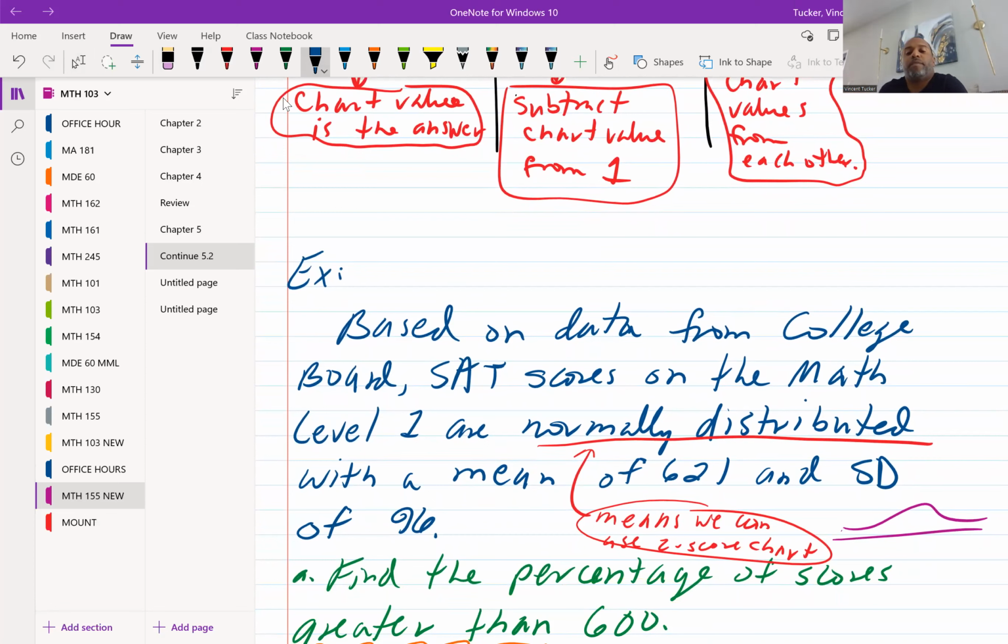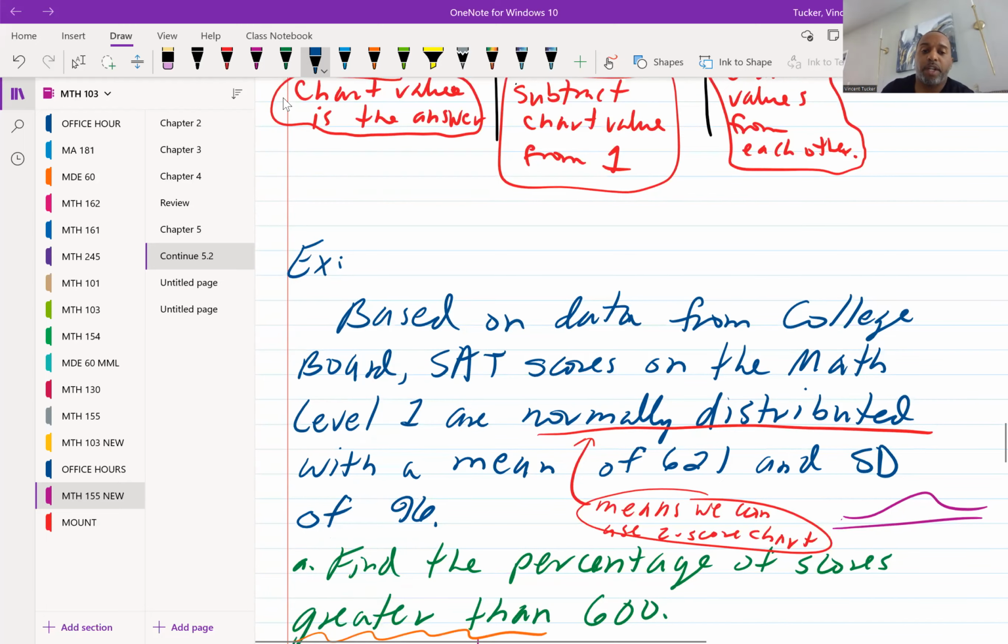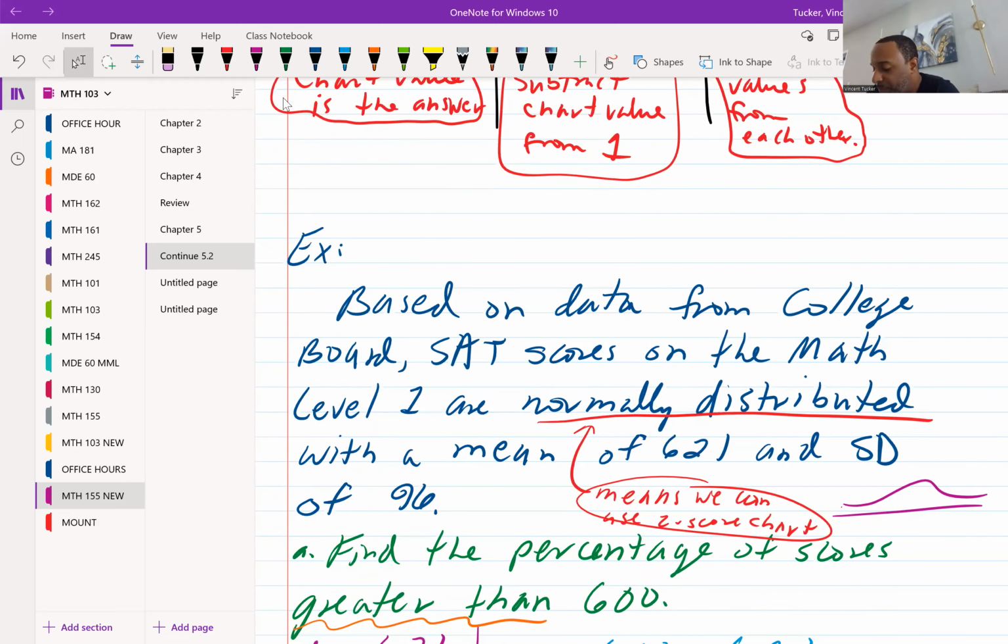So based on the data from the College Board, SAT scores on the math level 1 are normally distributed with a mean of 621 and standard deviation of 96. So once again, they mentioned being normally distributed. If it's normally distributed, that means we can use the Z-scores on the Z-score chart. And so the first one is find the percentage of scores that are greater than 600.